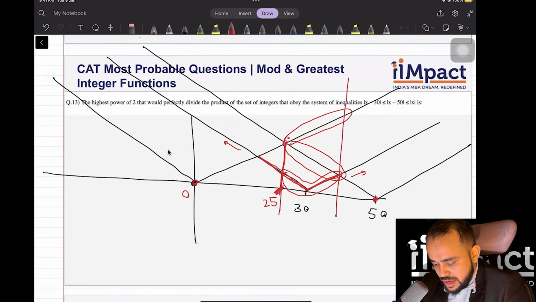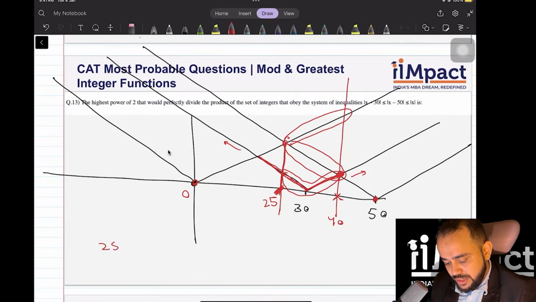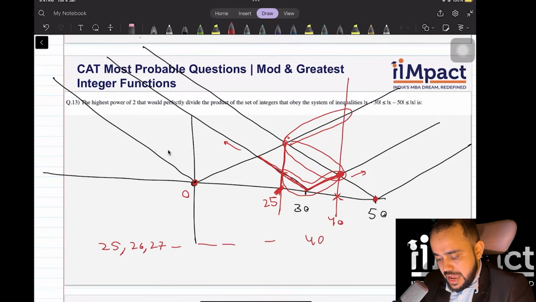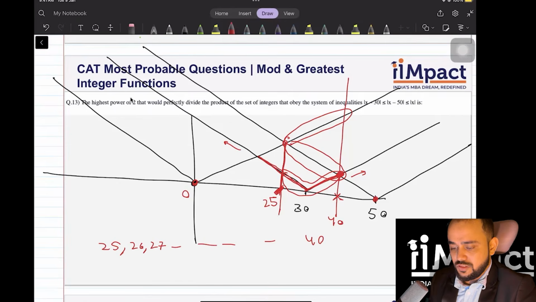Secondly, now I have to find this point. This is 30, this is 50, so this point is going to be half of the sum of these, that is 40. So basically I have 25, 26, 27, up to 40, and I have to find the highest power of 2 which will divide the product of these. So I mean, it's clear.